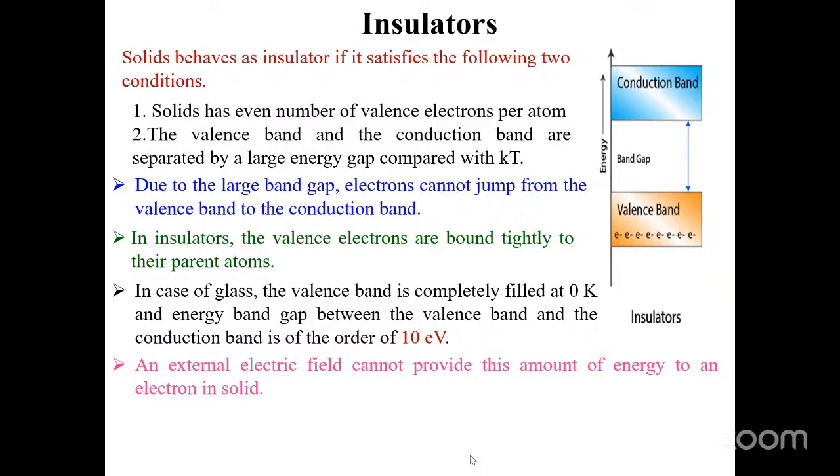In insulators, the valence electrons are bound tightly to their parent atom. In the case of glass, the valence band is completely filled at 0 Kelvin and the energy gap between the valence band and conduction band is 10 electron volts. Only by giving this much energy can electrons enter from the valence band into the conduction band across the forbidden energy gap. An external electric field cannot provide this amount of energy to the electrons in the solid.